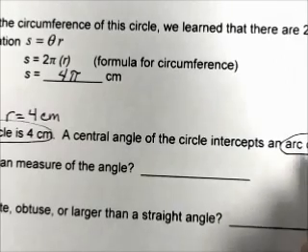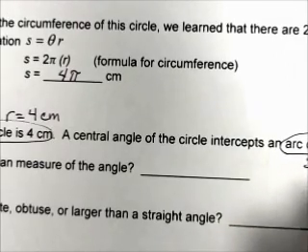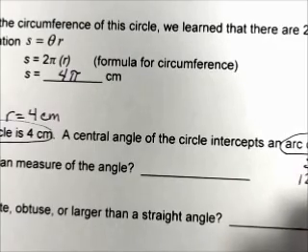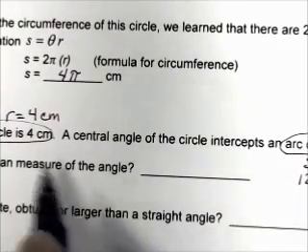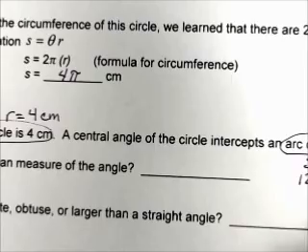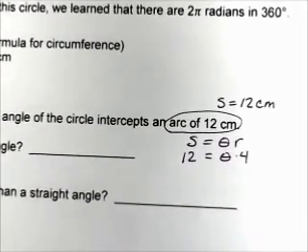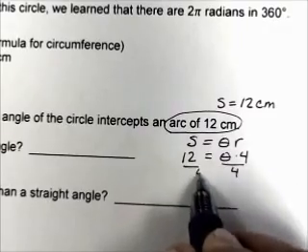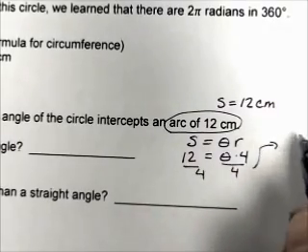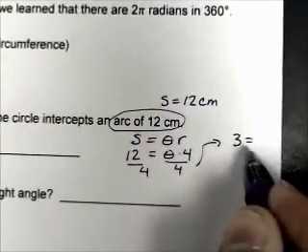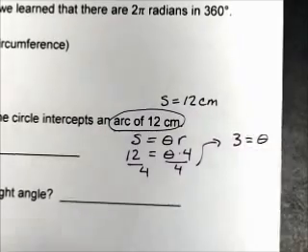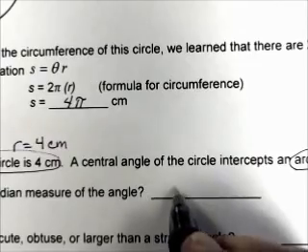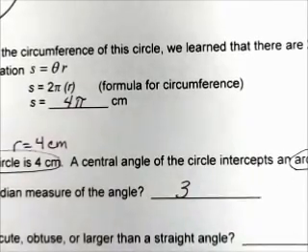So we take our formula, S equals theta r. S is 12. We're trying to find theta. r is 4. Divide by 4, and we have 3 is equal to theta. So our central angle measure is 3. This is 3 radians.